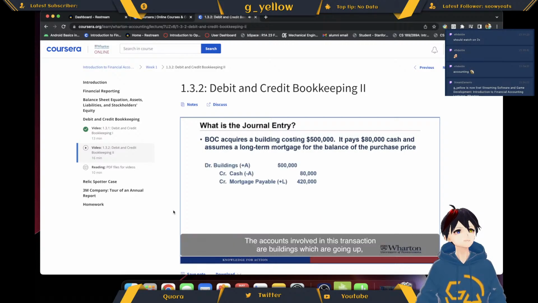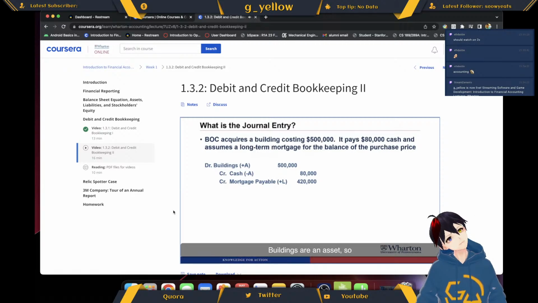The accounts involved in this transaction are buildings, which are going up, cash, which is going down, and mortgage payable, which is going up. It's a liability that's increasing as we take out the mortgage. So starting with buildings, they're going up. Buildings are an asset, so we debit buildings by $500,000 to increase the asset.